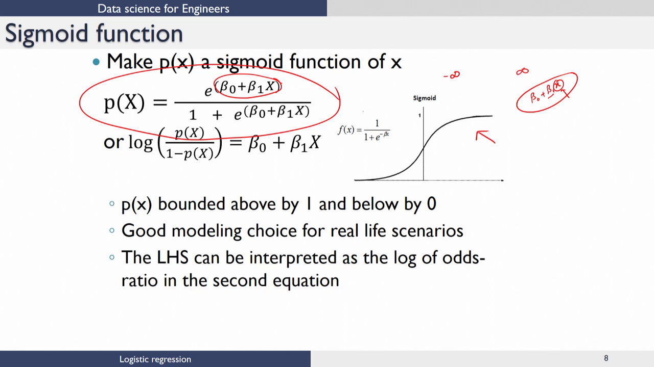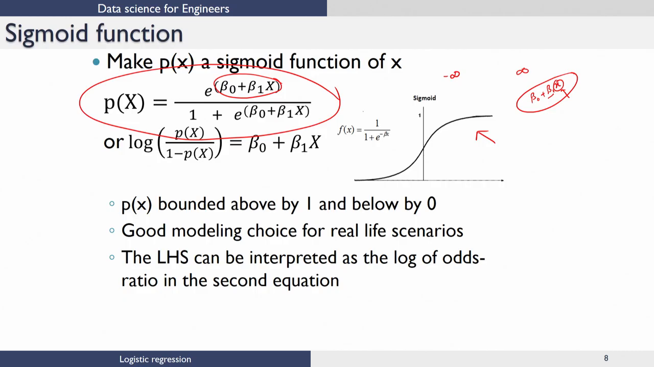So, we will see what happens to this function when beta naught plus beta 1 x is minus infinity. You would get e power minus infinity divided by 1 plus e power minus infinity, or you can just think of this as a very large negative number. In that case the numerator will become 0 and the denominator will become 1 plus 0. So, on the lower side this expression is bounded by 0. Now, if beta naught plus beta 1 x is a very large positive number, then the numerator will be a very large positive number and the denominator will be 1 plus that very large positive number. So, this will be bounded by 1 on the upper side.